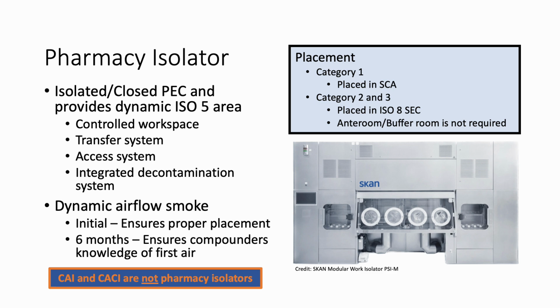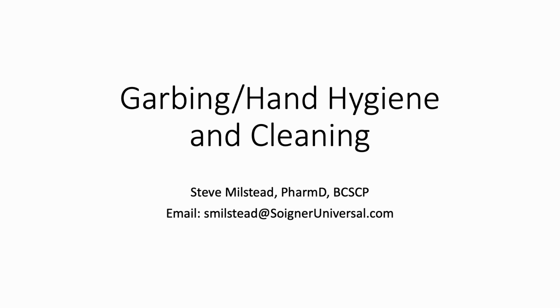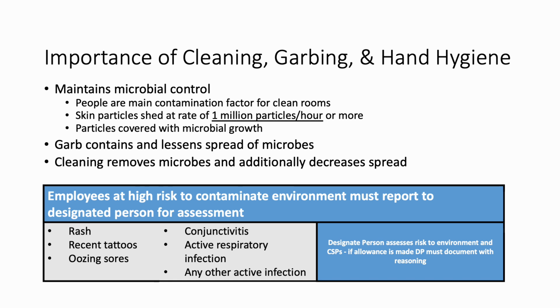Our next topic, we're going to talk about garbing, hand hygiene, and cleaning. Cleaning, garbing, and hand hygiene are important to maintaining our microbial control over our environments. People are the main contamination factor for our clean rooms. Skin particles shed at the rate of 1 million particles per hour or more depending on activity, and particles are covered with microbial growth. Garb contains and lessens the spread of these microbes, and cleaning removes these microbes as we continue throughout the compounding day.